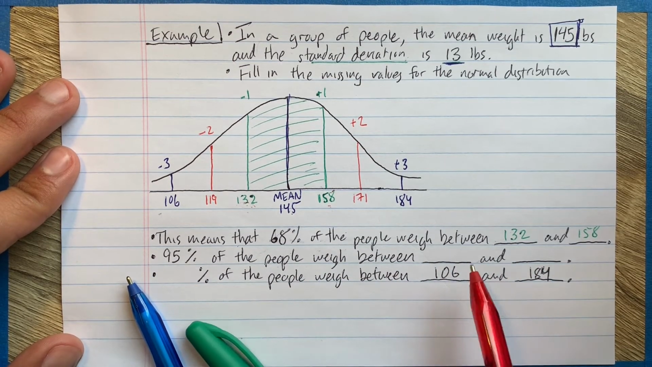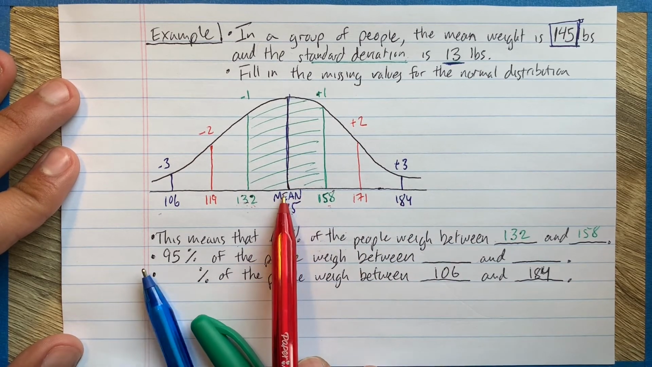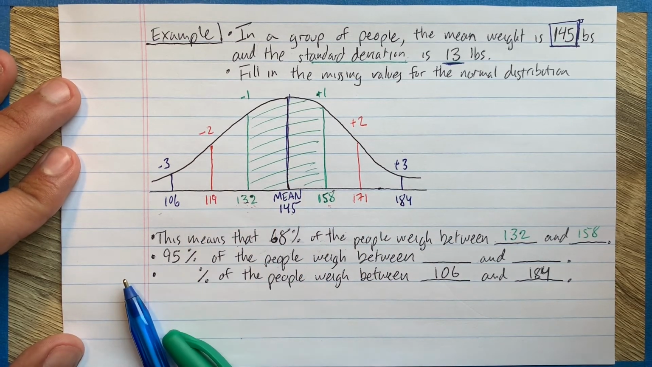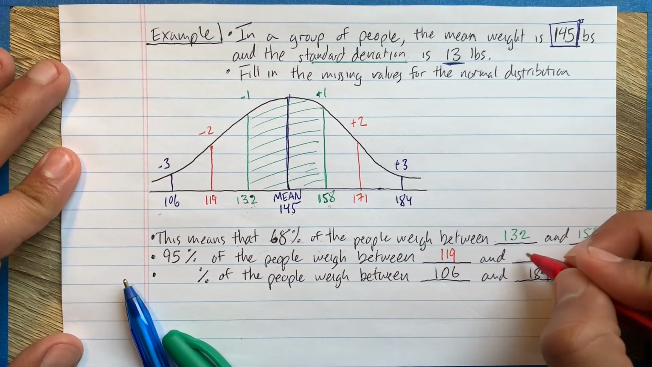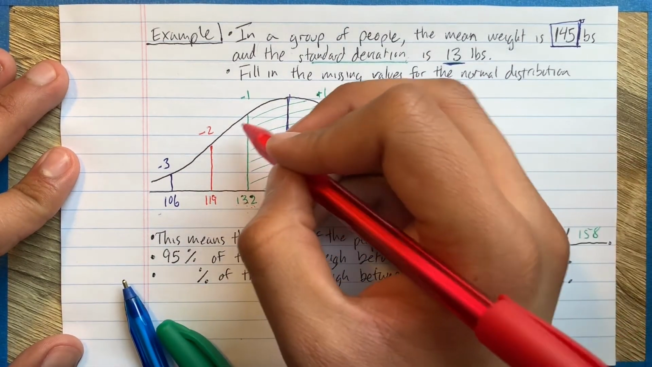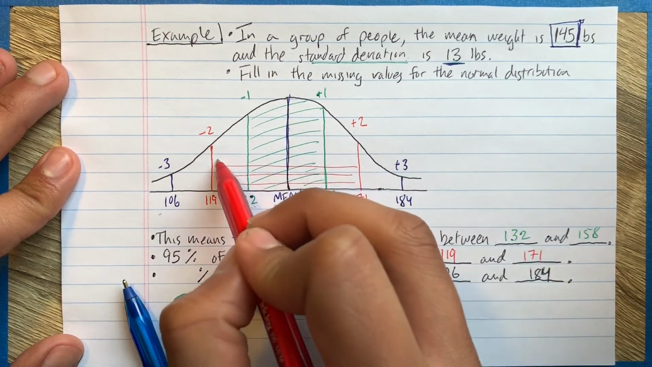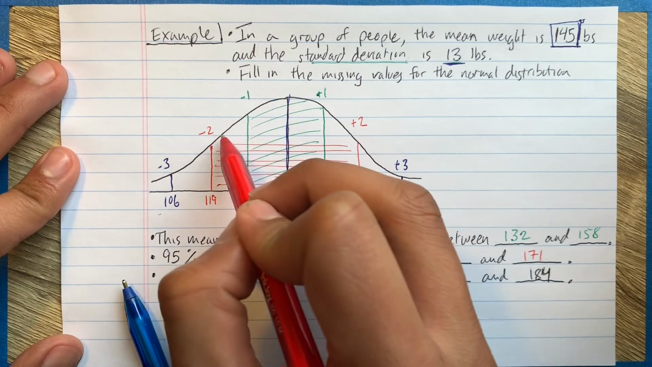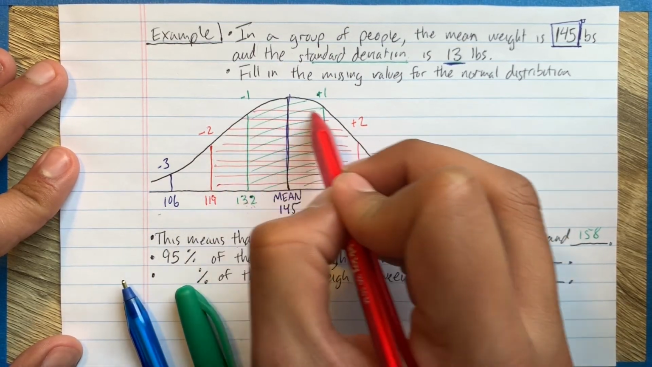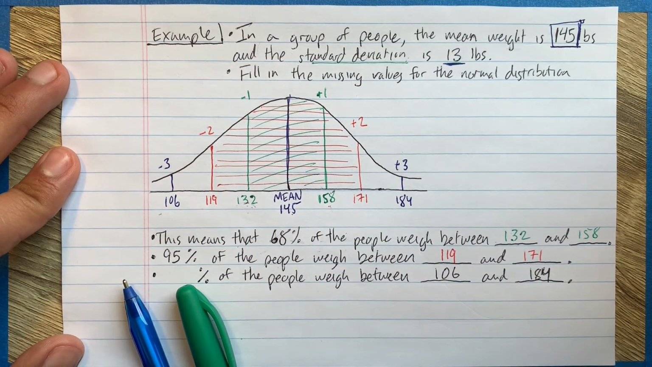Next, 95% of the people weigh between the second standard deviations. So now we need to see what the second standard deviations are. Below the mean, it was 119 pounds, and above the mean, it was 171. Again, we don't know how many people we surveyed, but we know that 95% of all of the people in this data set will weigh between 119 and 171 pounds.